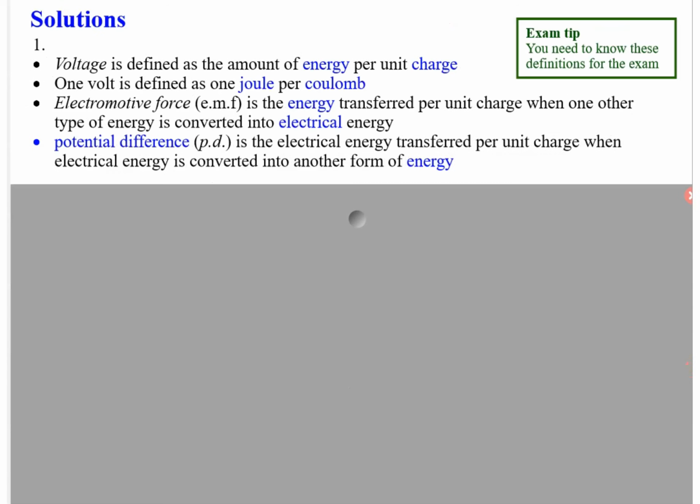Right, the definitions, you really need to know these. Top exam tip, write these out. You need to learn them. Voltage is the energy per unit charge, or the work done per unit charge. 1 volt is 1 joule per coulomb.